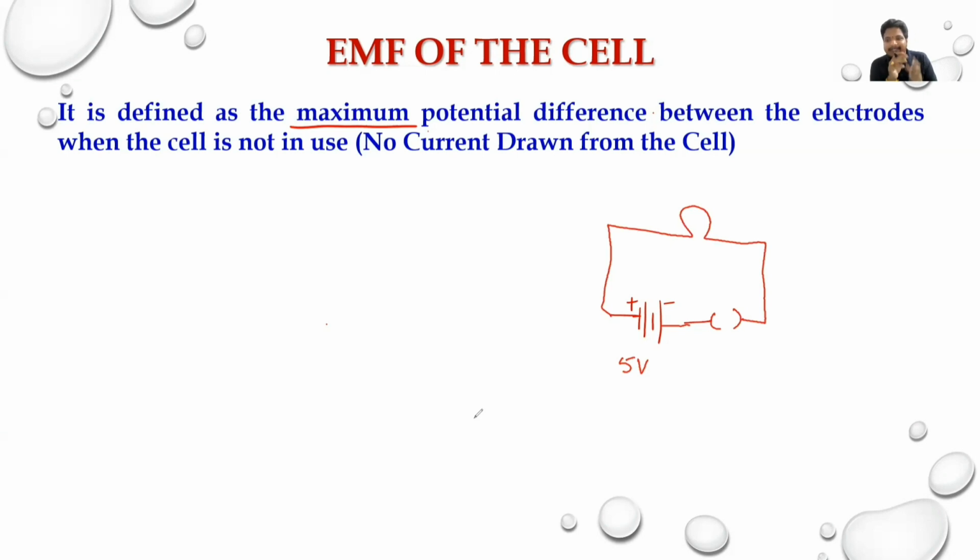Now if it is an open circuit, these connections are not made in contact with each other, and there is no passage of current in this circuit. If I connect this battery to the bulb through a switch and it is a closed circuit, there is a passage of current from the positive terminal to the negative terminal, in this direction.